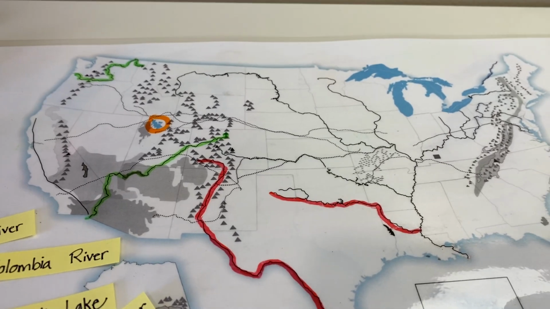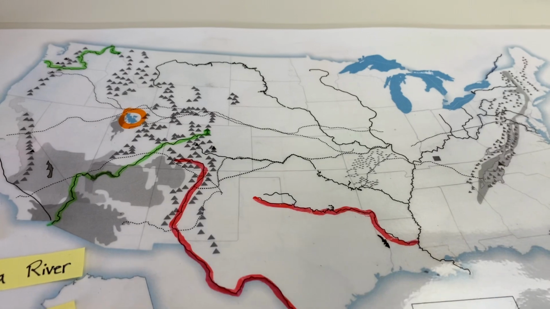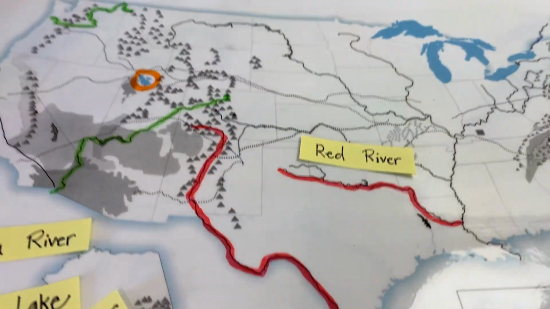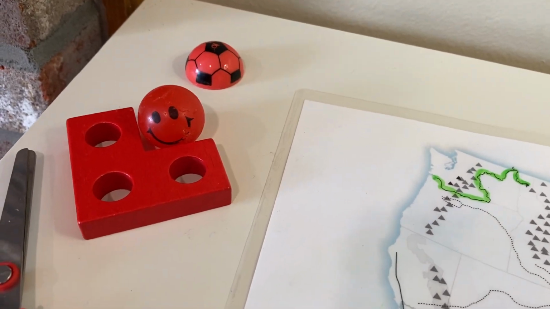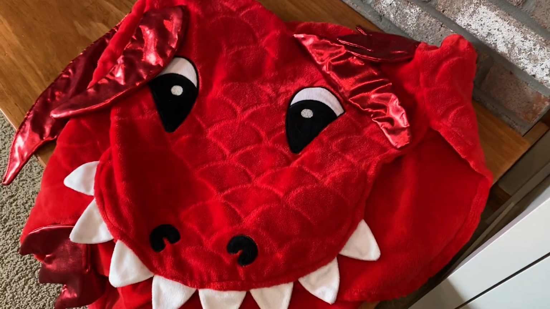And something else I did with my kids is I told them to go and find something red when we did the Red River. And a few things they came up with were some scissors, a puzzle piece, and some balls, and a scary dragon blanket.